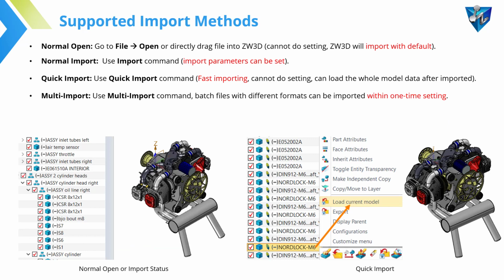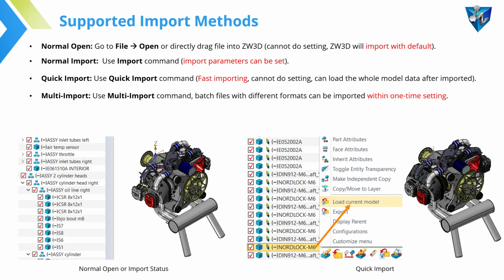Alright, now let's talk about supported import methods. In ZW3D, there are 4 methods in total. First, normal open. Just like opening a normal ZW3D file, you could import other formats with the open command or directly drag the file into ZW3D. Attention please, ZW3D will import with default settings if using this way. Second, normal import. This is the most popular way, in which you can set parameters before import.